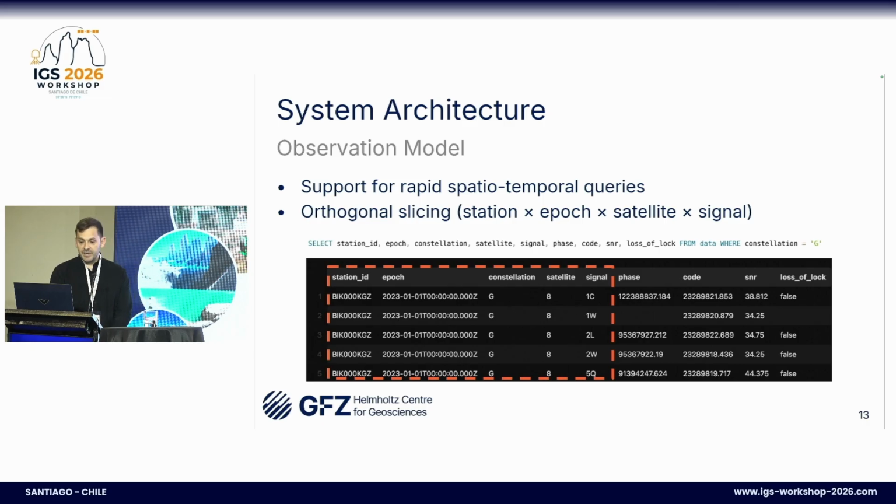Just a quick introduction to our observation model. It supports rapid spatiotemporal queries with orthogonal slicing. So we basically have the 4 dimensions of station, epoch, satellite, and signal. And we then store the actual observations, phase, code, signal to noise, Doppler, loss of lock information on a row level.